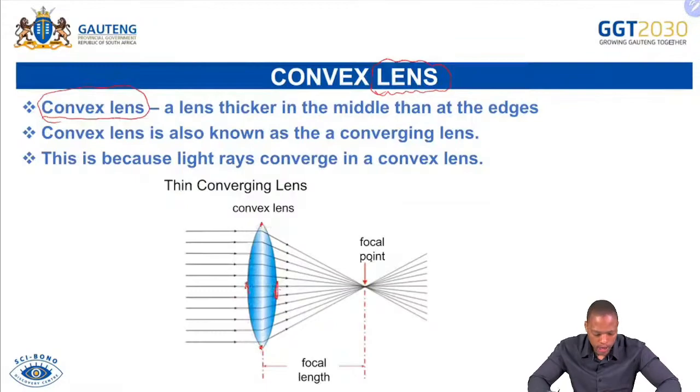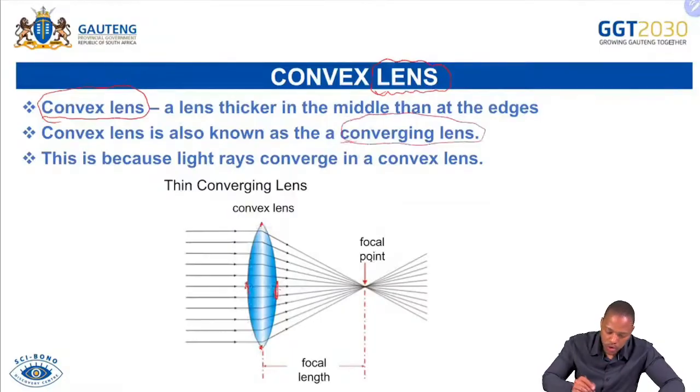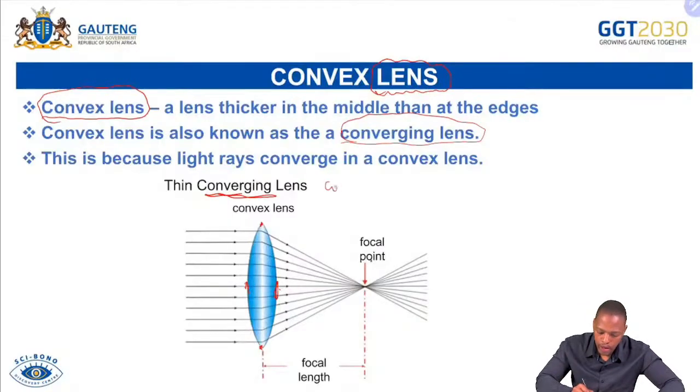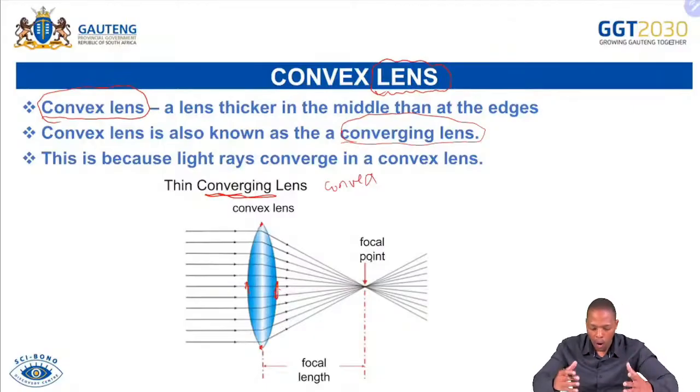Right. A convex lens is also known as a converging lens. As you can see here, it is written thin converging lens. So it can be called a converging lens, or you can call it a what? A convex lens. Why is it known as a converging lens?